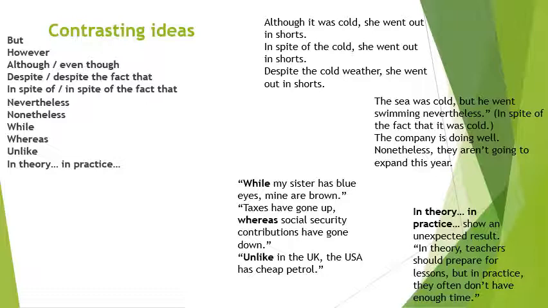While my sister has blue eyes, mine are brown. My sister has blue eyes, while mine are brown, is also correct. Taxes have gone up, whereas social security contributions have gone down. Unlike in the UK, the USA has cheap petrol.